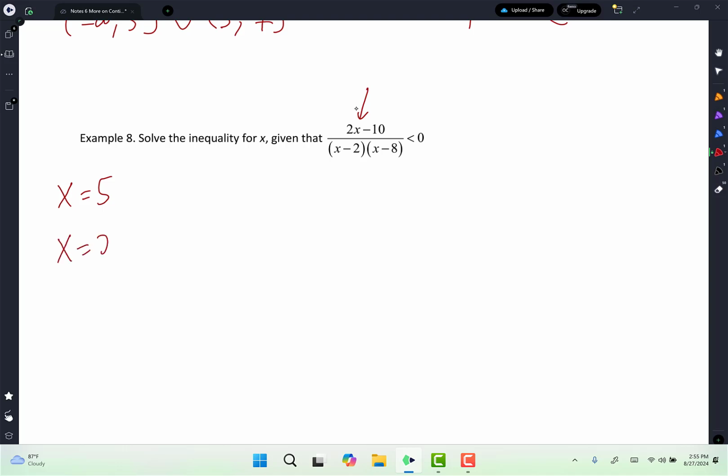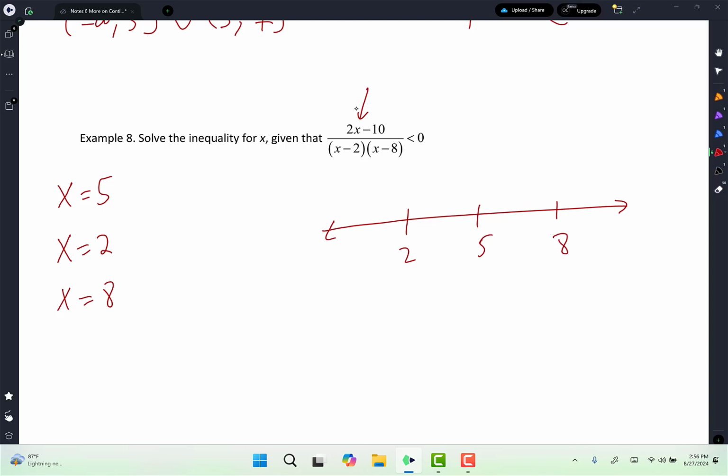All right, here we go, guys. My sign chart, my railroad track. 2, 5, 8. I'm going to choose a number to the left of 2, like 0. If I choose 0, I get a negative 10 in the numerator. If I put 0 in the denominator, I get a negative times a negative. Negative times a negative is a what? Positive.